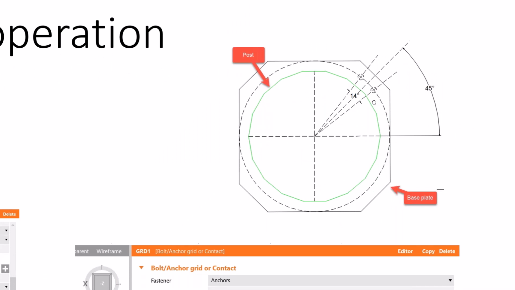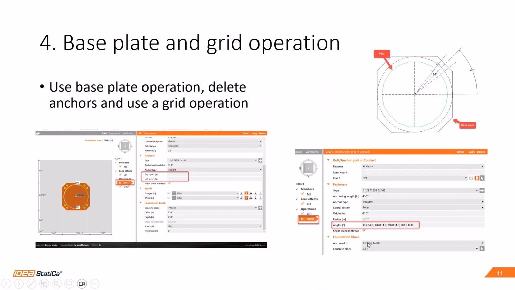Normally for those details, you get the radius or the diameter of the position of the anchors, and the angle spacing that you need for those anchors, right? So this is a case where the approach is to use the base plate and then the grid operation. Let me show you why.